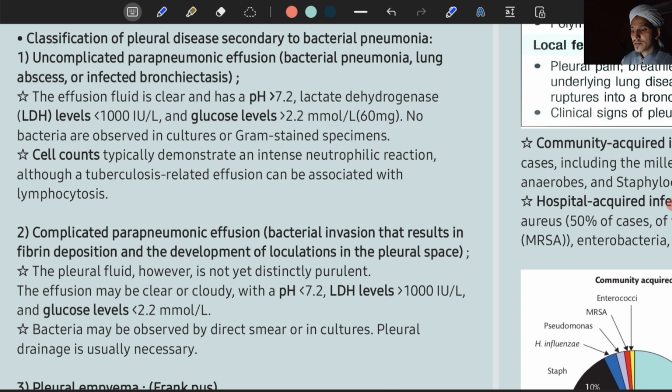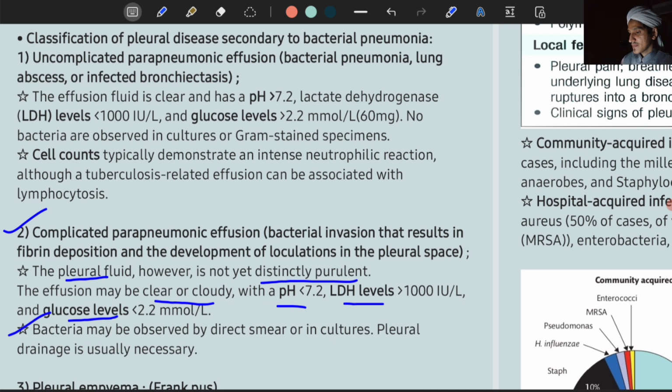Now coming to complicated parapneumonic effusion. Now there will be bacterial invasion. So that results in fibrin deposition and development of loculations in the pleural space. So now what will be the features? Pleural fluid can either be cloudy or clear, but it is not yet purulent. So how do you differentiate it? pH will be less than 7.2, LDH levels will be more than 1000, glucose level will be less than 60. So these things will indicate it is complicated. Bacteria will be observed in gram staining and culture.